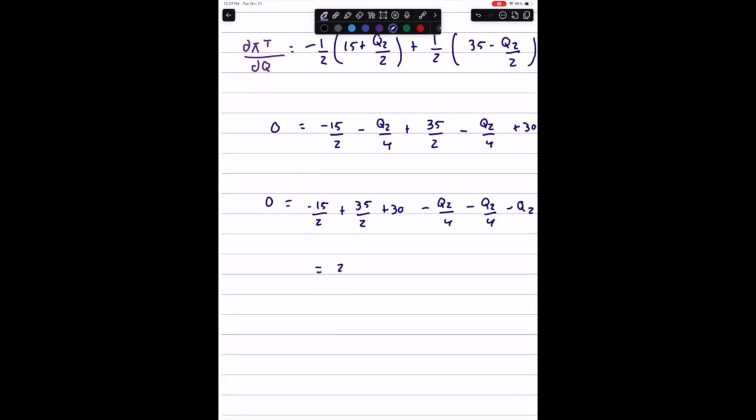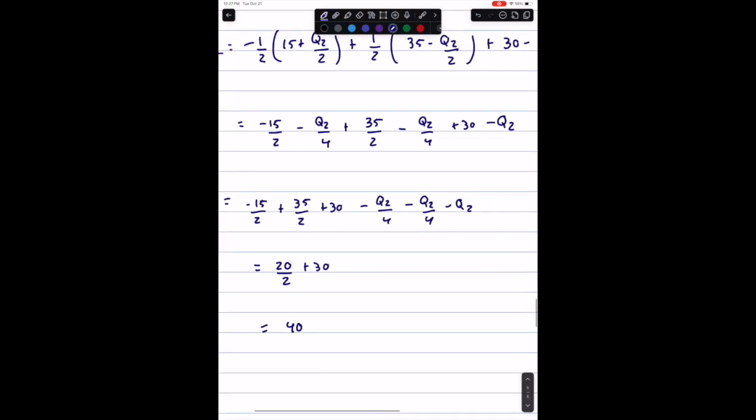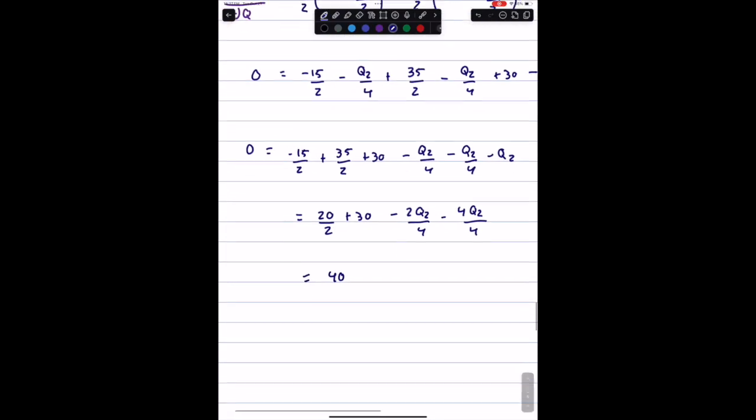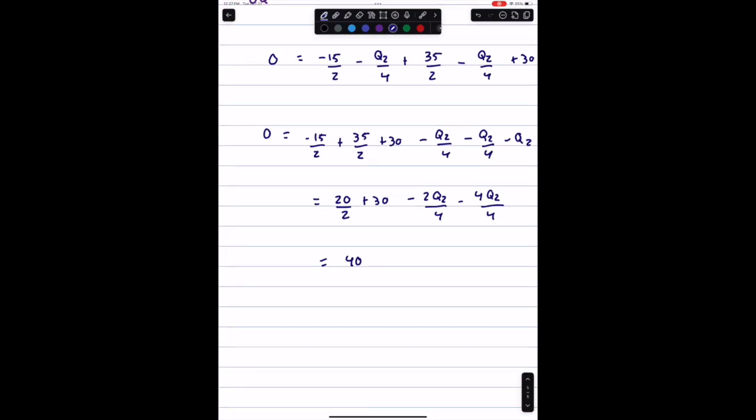If we deal with the constants, we know we're going to get 20 over 2 plus 30, which is equal to 10 plus 30, which is equal to 40. Negative q2 over 4 minus q2 over 4 is negative 2q2 over 4. And in order to subtract q2, we have to get the same denominator. So we can write this as negative 4q2 over 4, right? And then we're going to get 40 minus 6q2 over 4 is equal to 0.